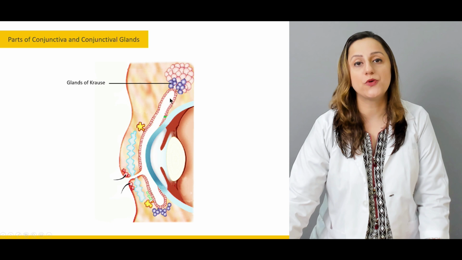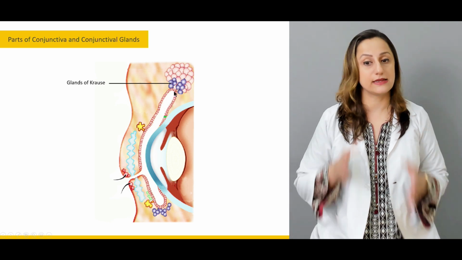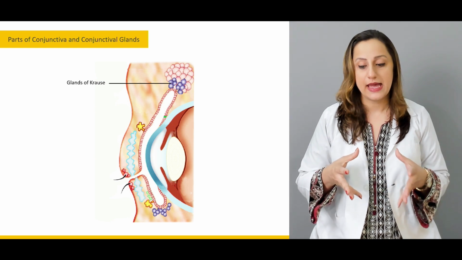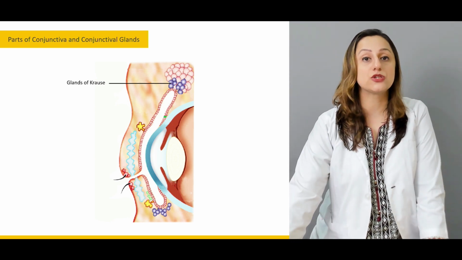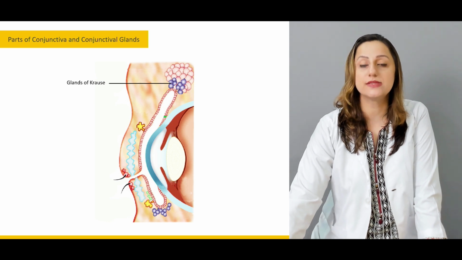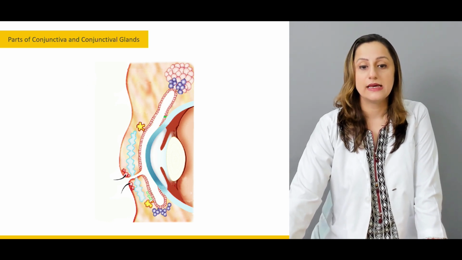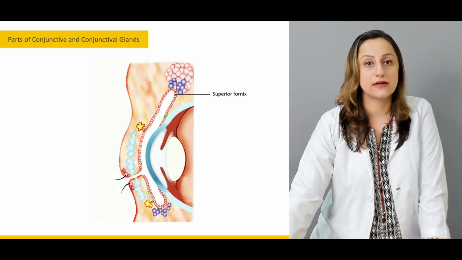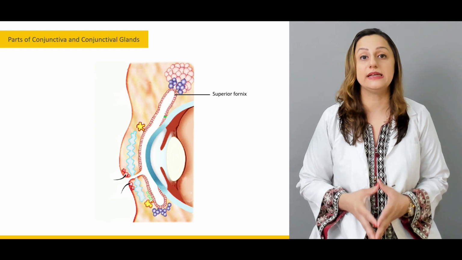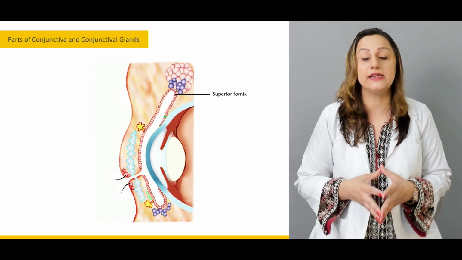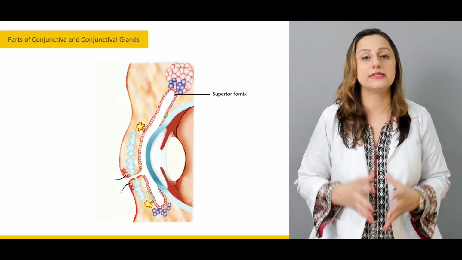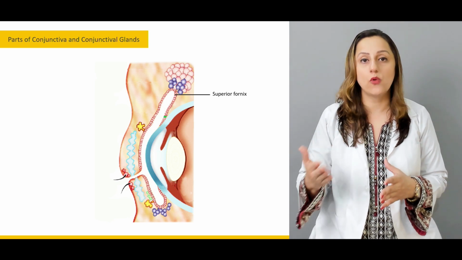The accessory group of glands consists of the glands of Krause that we are looking at over here. And then we have the glands of Wolfring. On the other hand, we have the mucin secreting glands. The mucin secreting glands are basically the goblet cells. Then we have the glands of Zeis. Then we have the glands of Moll, and they're basically the mucin secreting glands. So they have their own functions.